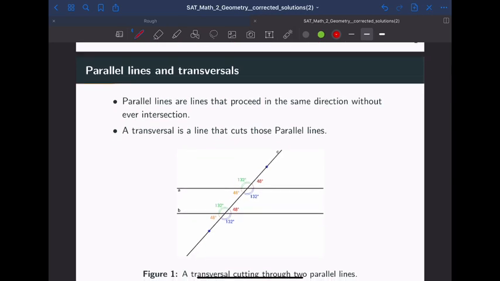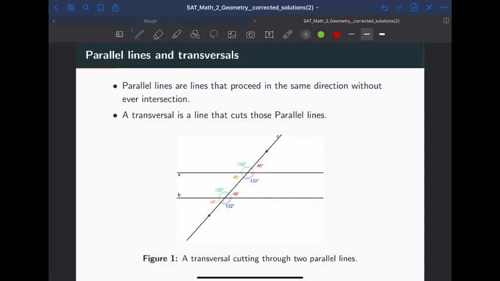Now, what are parallel lines and transversals? Parallel lines are lines that proceed in the same direction without ever intersecting each other. These 2 lines, line A and line B, are parallel. How do we know that? Because we can see that A and B will continue on for all times to come, and they will never meet.